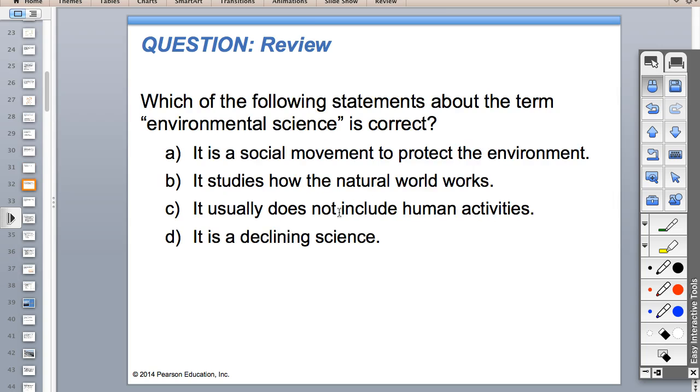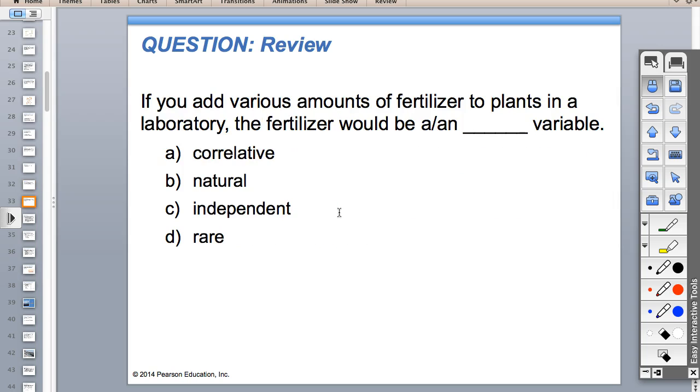Which of the following statements about the term environmental science is correct? It is a social movement. It studies how the natural world works. It does not include human activities. It is a declining science. What did you get on that one, Jameson? B. Yeah, so it's definitely the study of how the world works and how we interact with it.